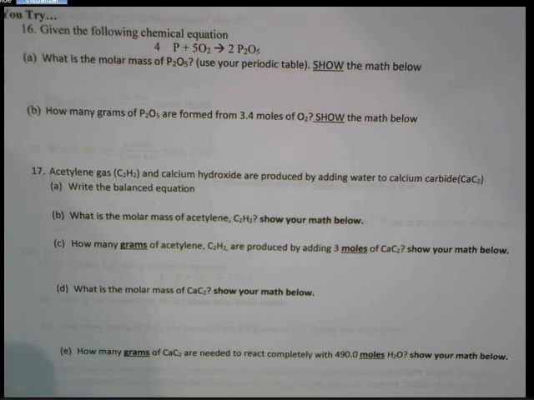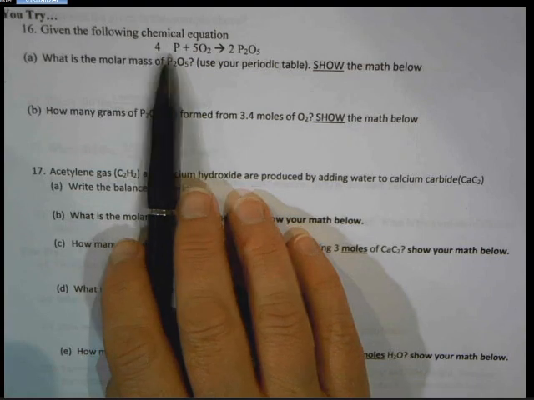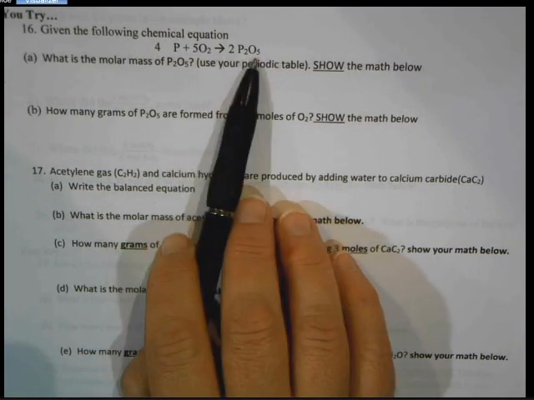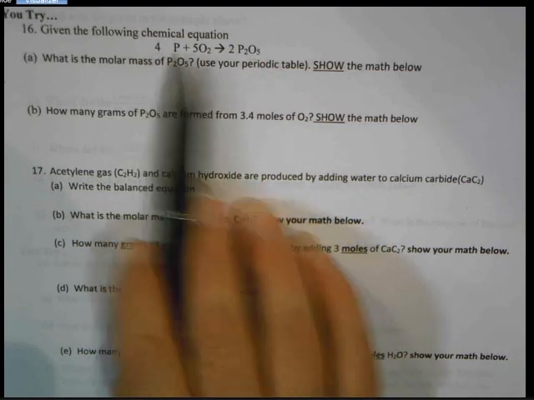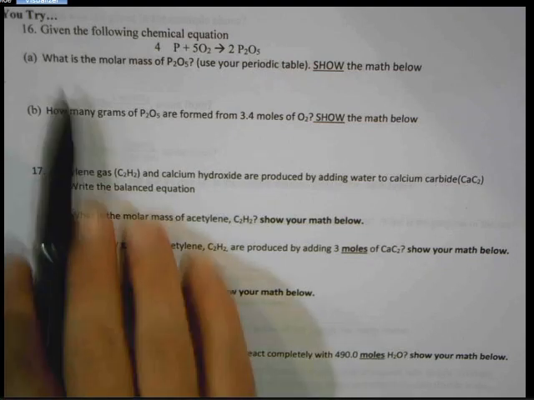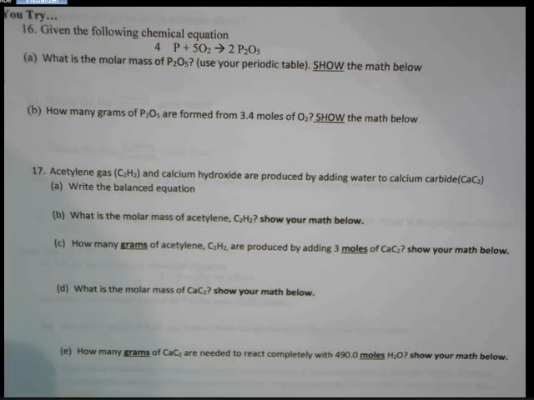Why not, right? So it says, given the following chemical equation, we have 4 phosphorus plus 5 oxygen leads to 2 phosphorus oxide. I'm going to check these. I have 4, 10 oxygens, 10 oxygens. So what is the molar mass of P2O5? You know what, I'm going to have to bring up a periodic table. Let me bring that up just a minute.